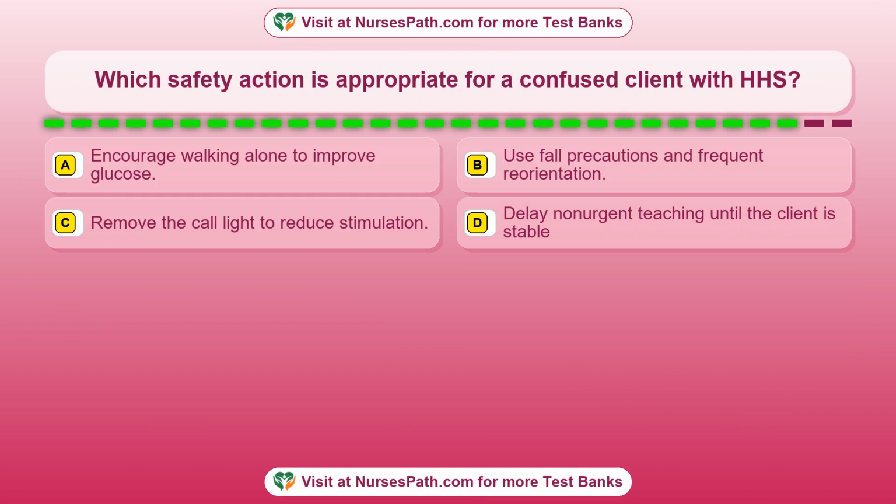Question 14. Which safety action is appropriate for a confused client with HHS? Option A, encourage walking alone to improve glucose. Option B, use fall precautions and frequent reorientation. Option C, remove the call light to reduce stimulation. Option D, delay non-urgent teaching until the client is stable.